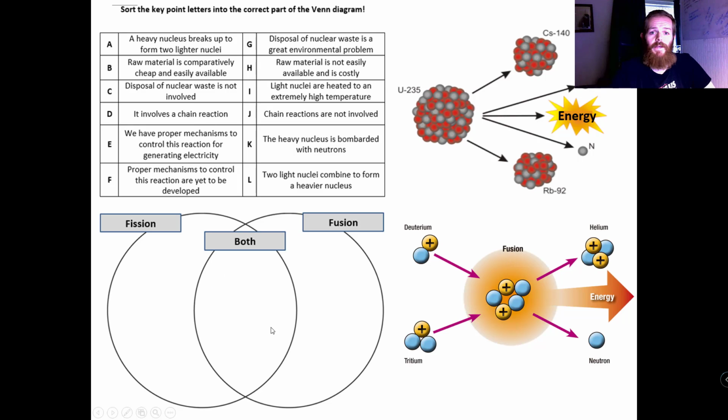You might need to put that in there. Okay, so just pause the video now. Take as long as you like on that, to be honest with you. So which of these relate to fission? Which of those letters relate to fusion?